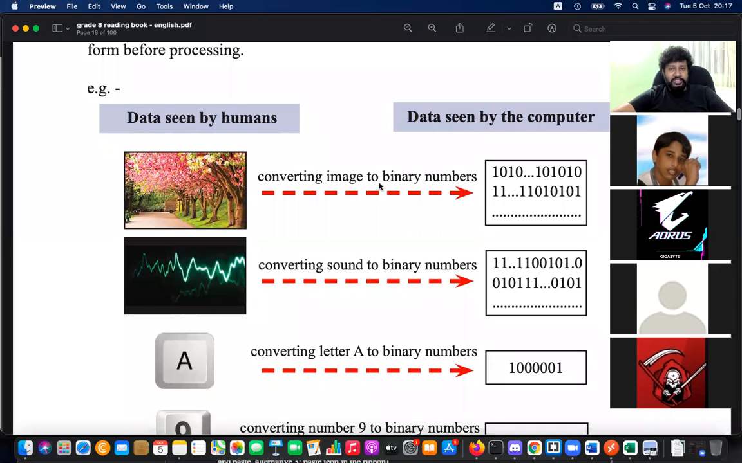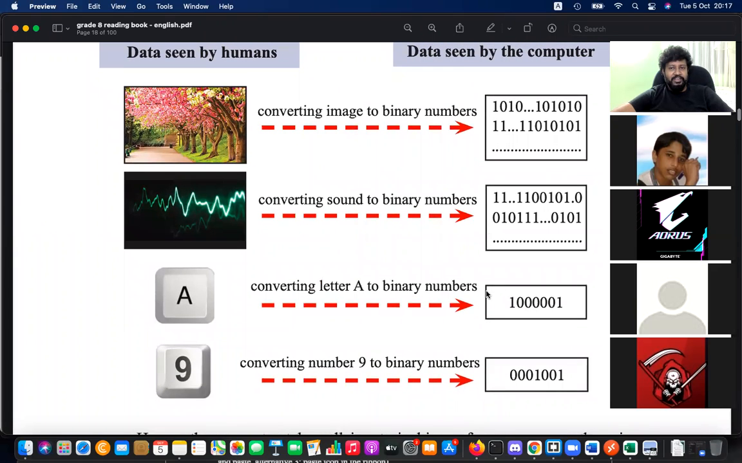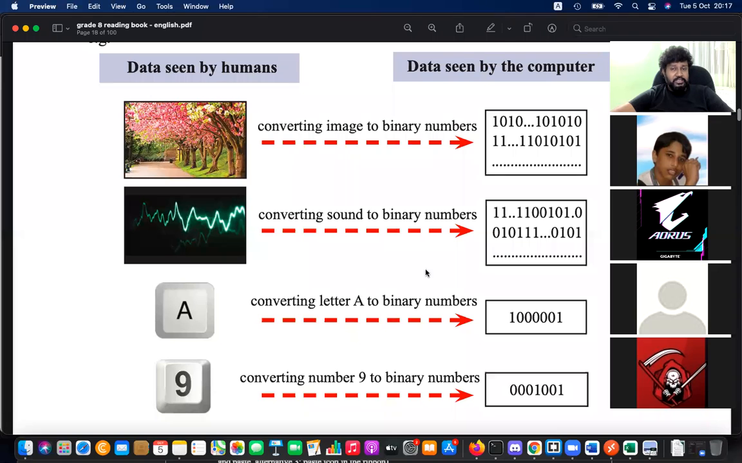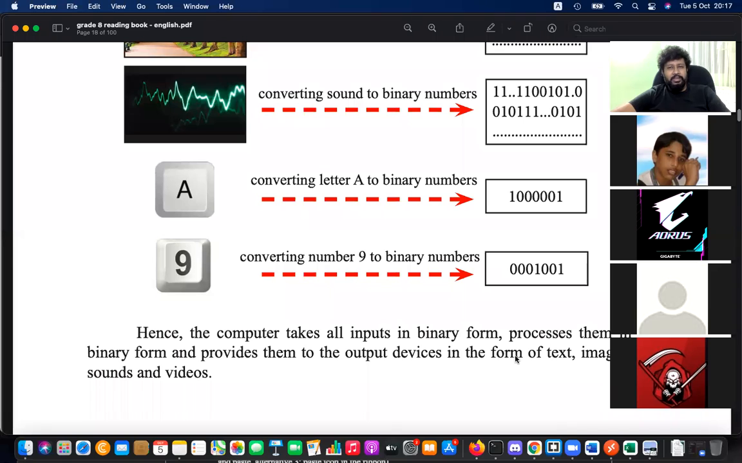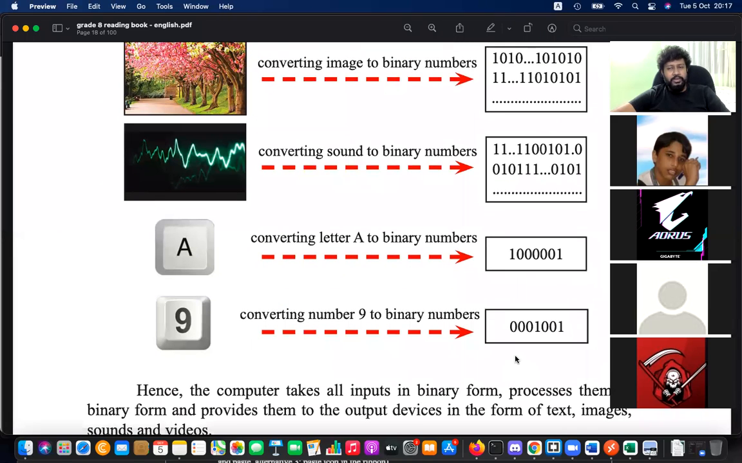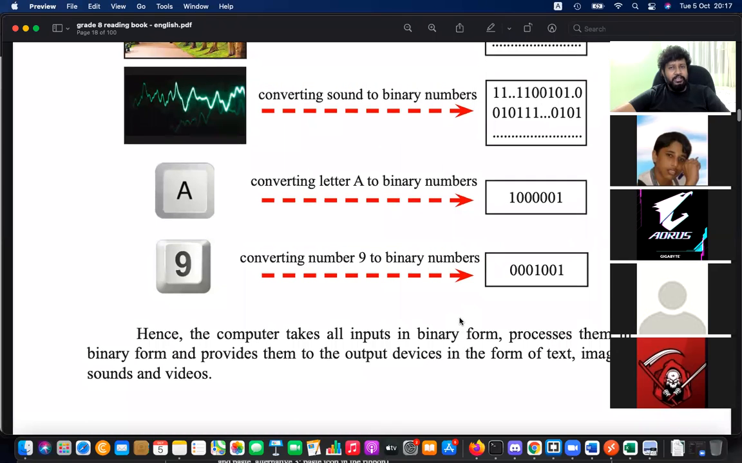Similar to that, all these things need to be converted to binary. That is not easy, right? Each of these has a specific way of converting. That is what we will learn when we do further education about IT. IT is an engineering subject, right? It falls under electronic engineering.